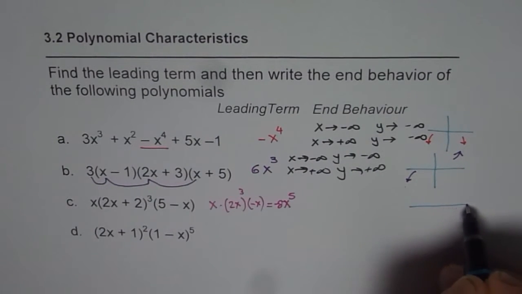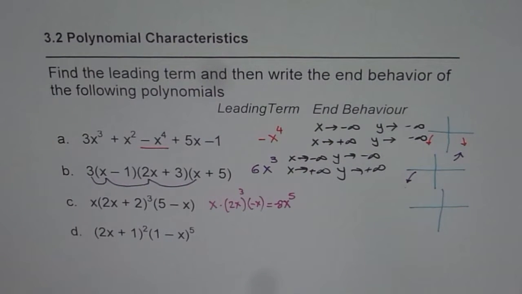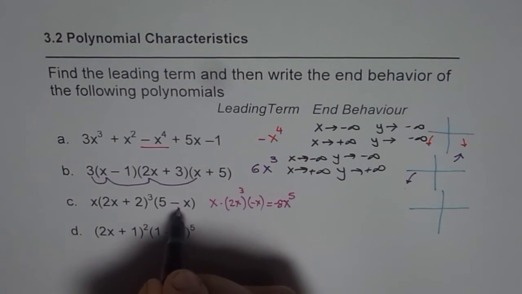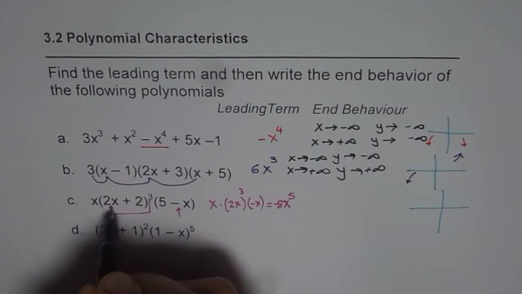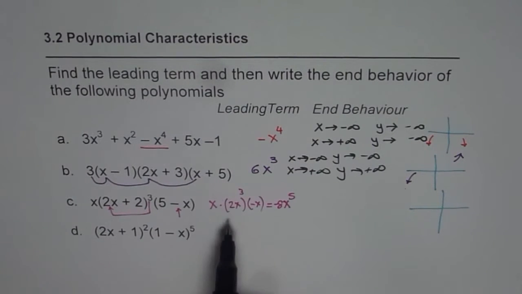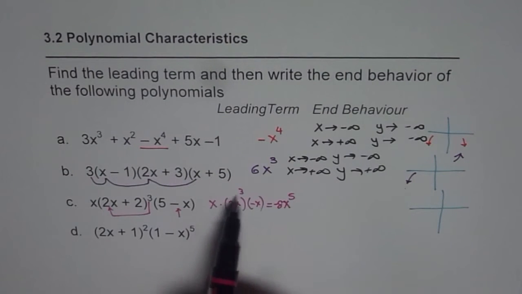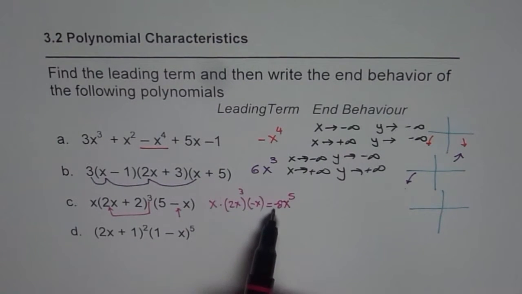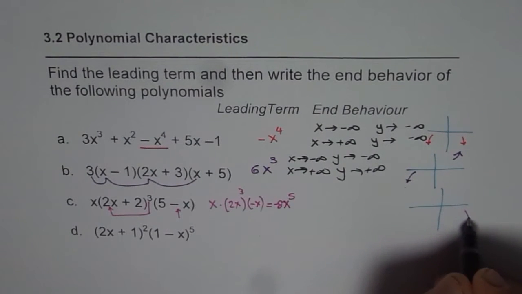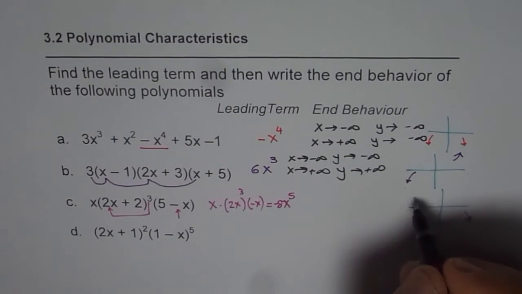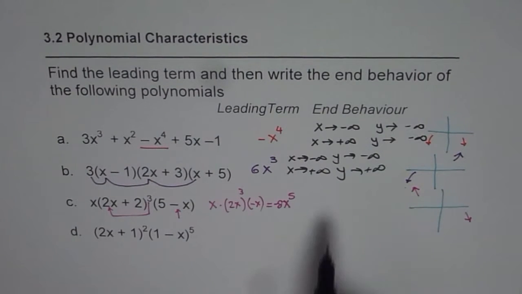Correct? So that is where at times things could go wrong, so take care of this. This is negative, and this power 3 should also be applied to 2x. That is why we have 2x cubed times minus x. 2x cubed is 8x cubed. Then we get minus 8 x to the power of 5. Now since the leading coefficient is negative, right side is down, and 5 means opposite ends. Correct? Now I think you can write down the end behavior. You should. Let's look into the next one that you can do now.